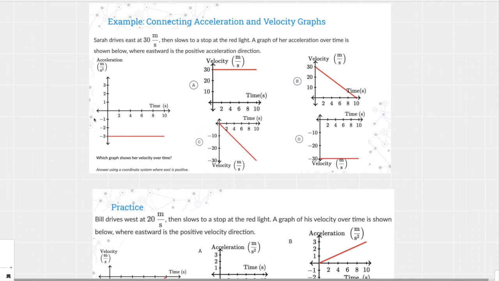So most of these questions we're going to be given an acceleration and velocity graph, and then we're going to have to identify which one matches the answer choices. So let's take the first question, for example. She drives east at 30 meters per second.